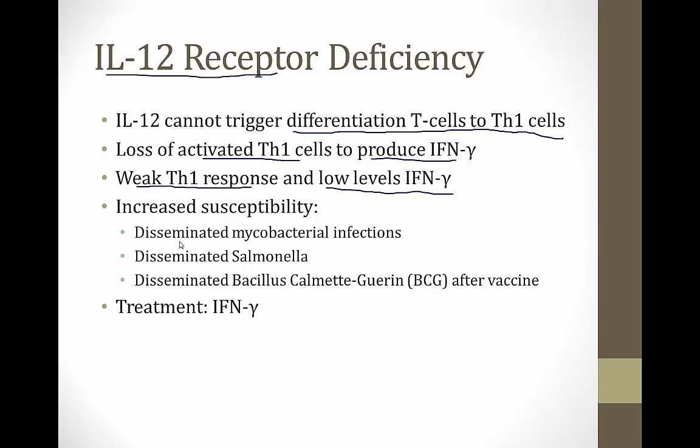These children have increased susceptibility to a number of infections. Classically, they are susceptible to disseminated mycobacterial infections, but they are also susceptible to disseminated salmonella, and these children have been reported to have reactions after they're vaccinated with the BCG vaccine for tuberculosis. And you can treat this deficiency with interferon gamma, and that should make sense to you because interferon gamma does what the Th1 cells would normally do, and it activates macrophages to help fight these types of infections.